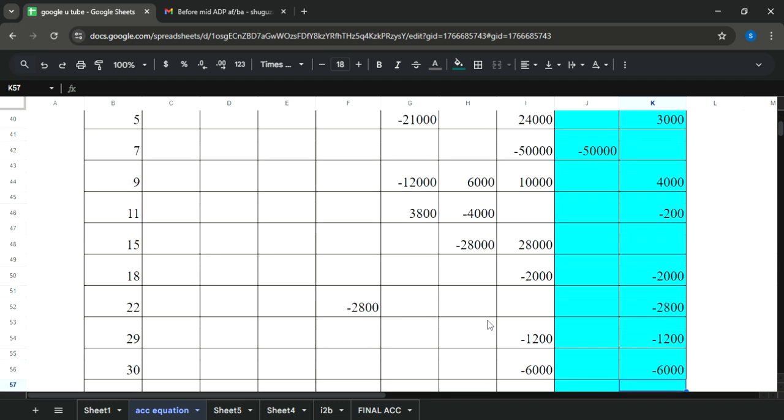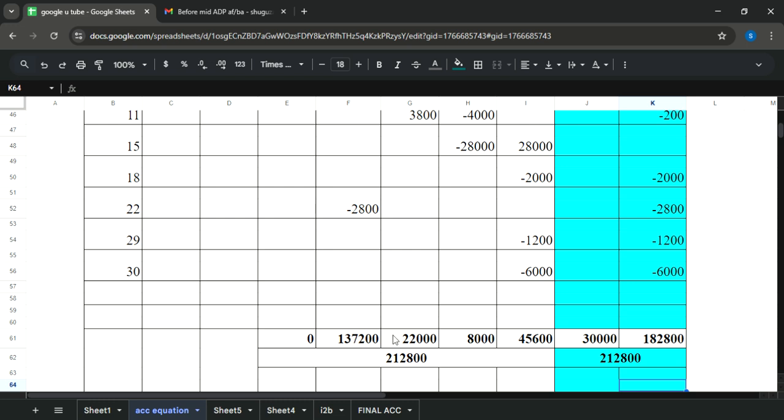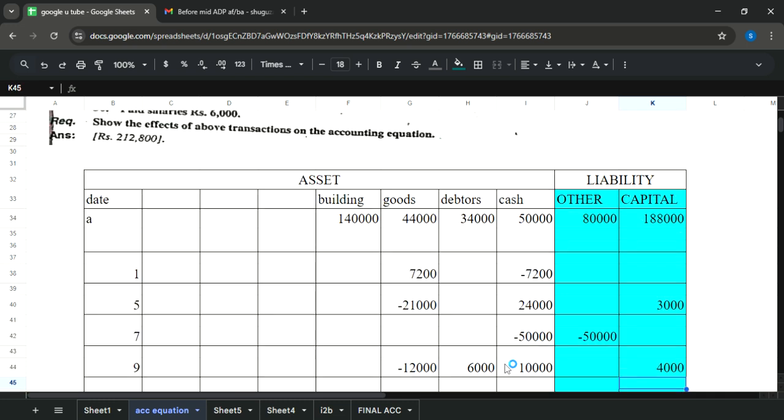Now as usual we will take the sum of each column, which Excel is helping us with. Totals of all columns are present over here, and the sum of all columns of the asset side is calculated, 212,800, and the sum of all columns of the liability side is also calculated, 212,800. Both totals are equalized. Now let's check the answer given in the book. So here you can see 212,800. The totals also match the answer of the book.